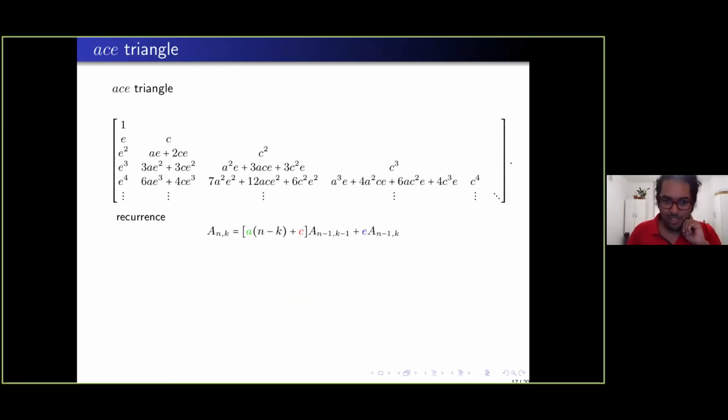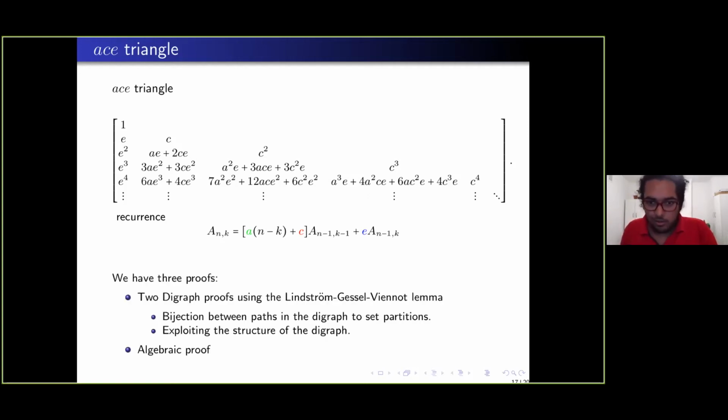And in fact, we have not just proved it for the pointwise case, but we have it for the ACDE triangle, this is what we call it, and you put D equals 0. And so here, if you put A equals C equals 1, you get back the reverse Stirling subset numbers. So the entries here can be thought of as counting set partitions with certain weights. And we have three different proofs.